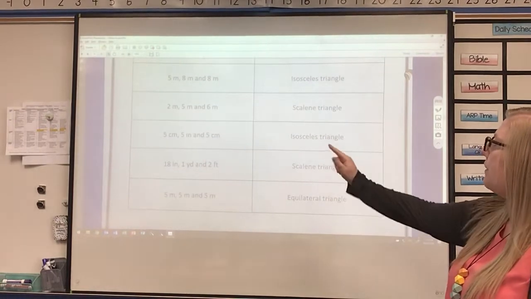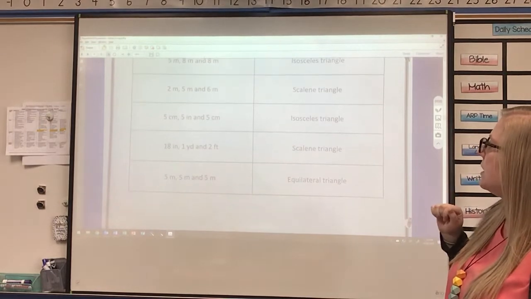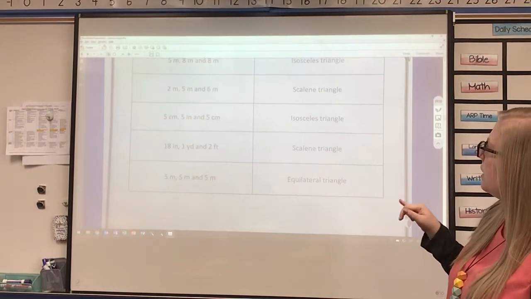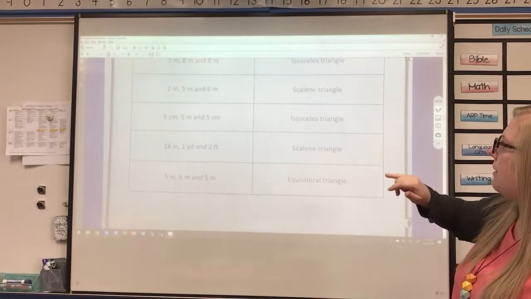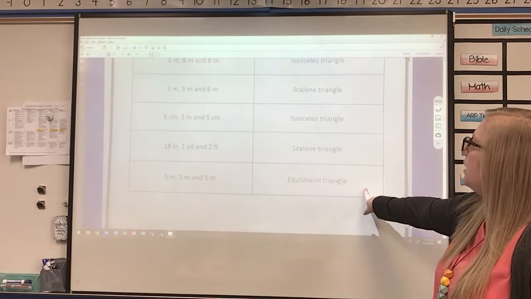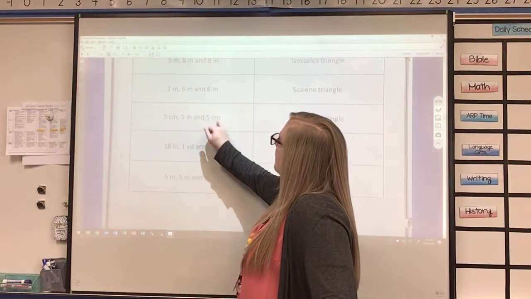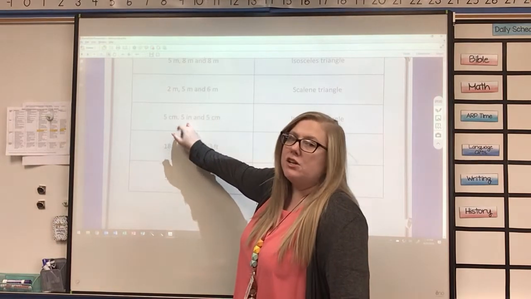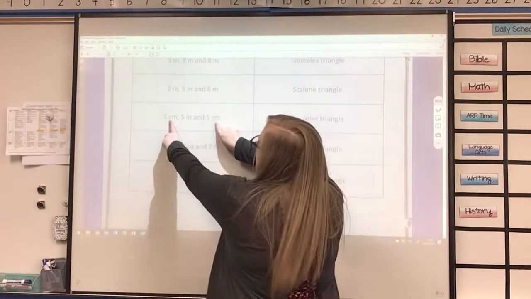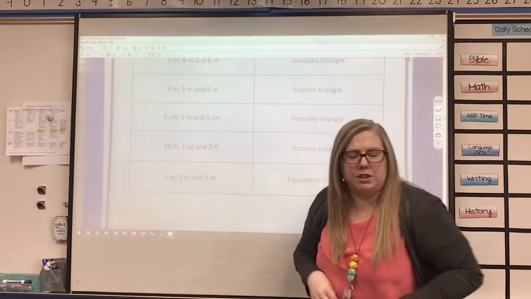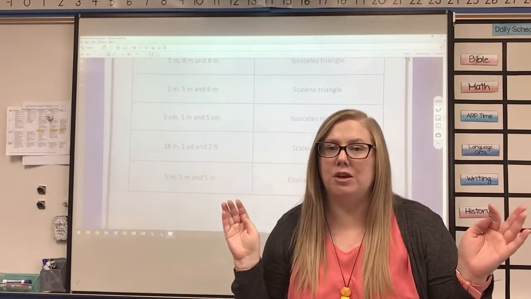You have 2, 5, and 6, so it's scalene. 5, 5, and 5 is isosceles. And 18, 1, and 2 is scalene because they're all different. And then you have 5, 5, 5 again, which is equilateral. And I want to go back to this one because this is 5 centimeters and 5 centimeters, but this is 5 inches. So because of that difference, it is actually isosceles because these 2 are the same, but this is inches. That one was kind of a trick question. So make sure that you check those.